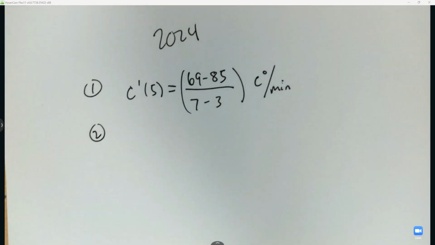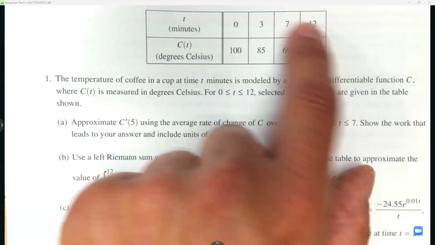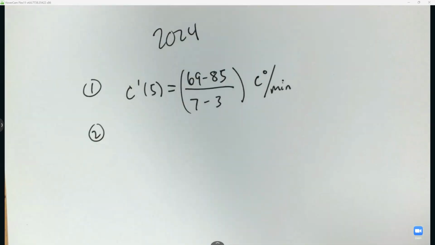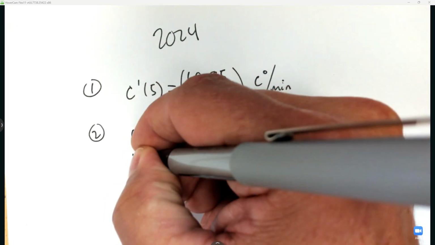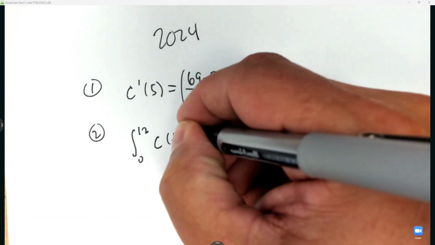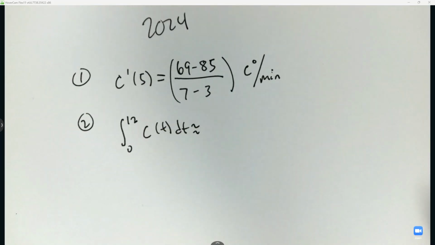Question number 2. It says use a left Riemann sum. Those are simple, right? With these intervals, and then there's a second part to it. These are questions we definitely do not need to make a mistake on. So we're going to write down what we're doing. We're going to integrate from 0 to 12, c at t dt. And to integrate, we're going to do a left Riemann sum.